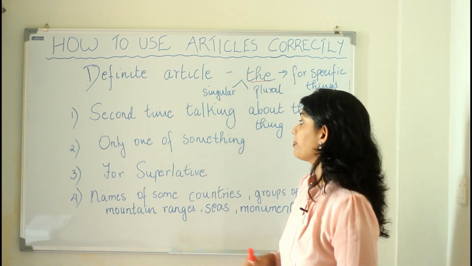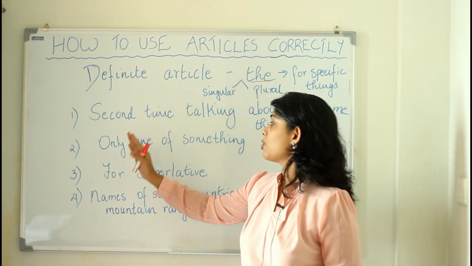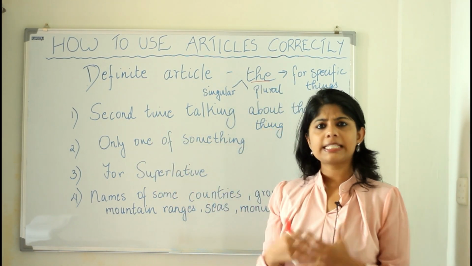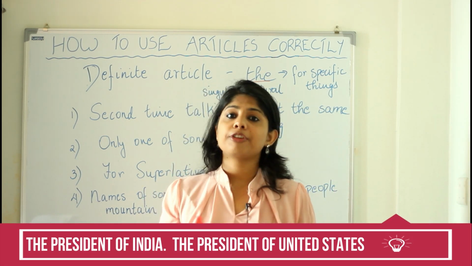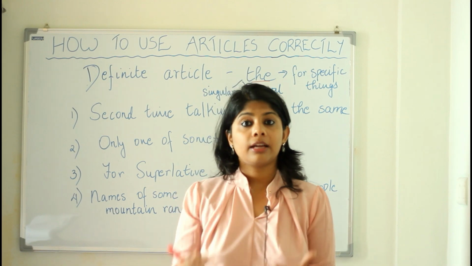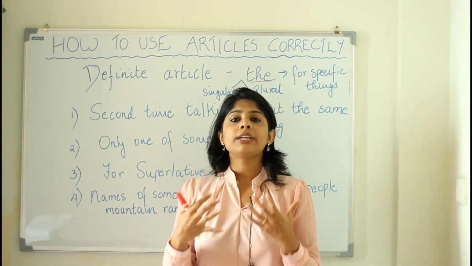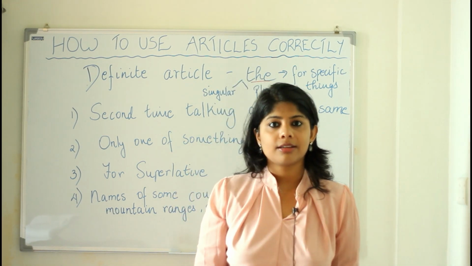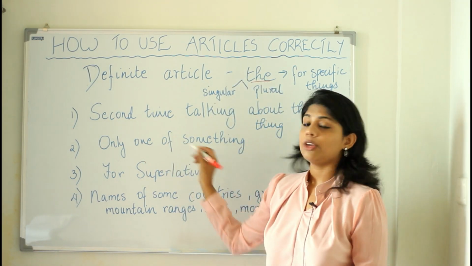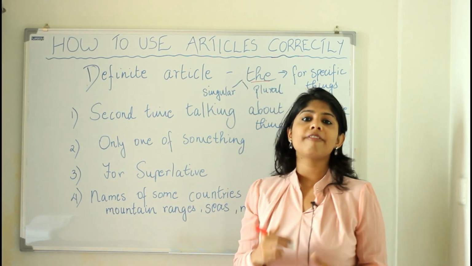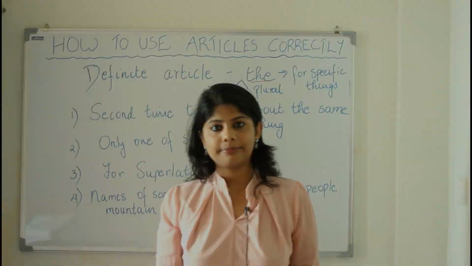The second rule, we use the when there is only one of something. For example, the President of India, the President of United States, the Taj Mahal. These are unique things, these are unique positions, and there's only one of them at a time, and hence we use the definite article the when you're referring to these kind of things.